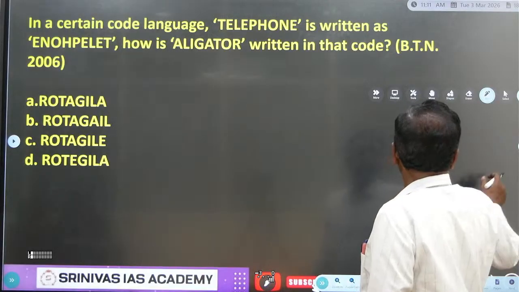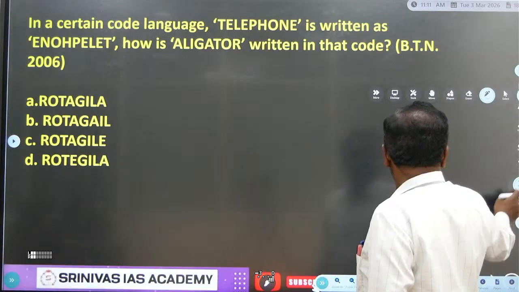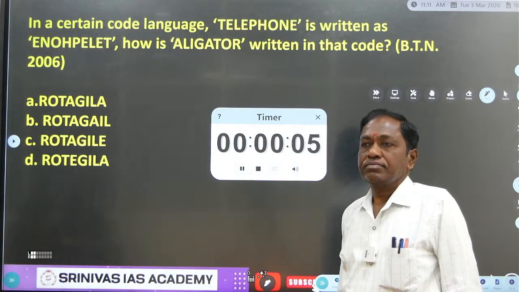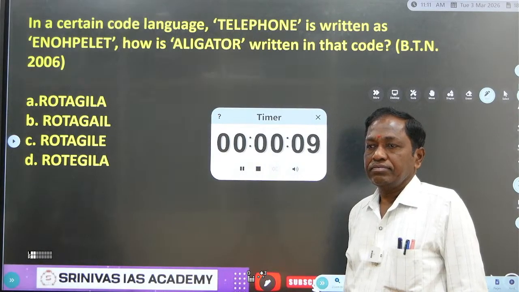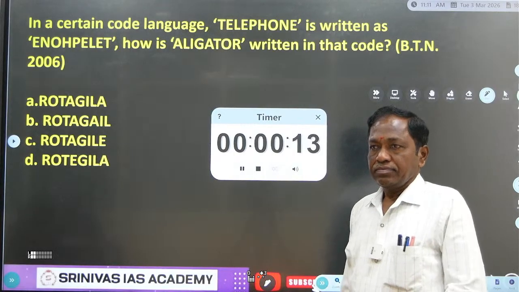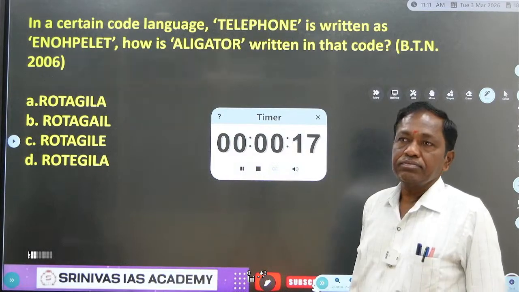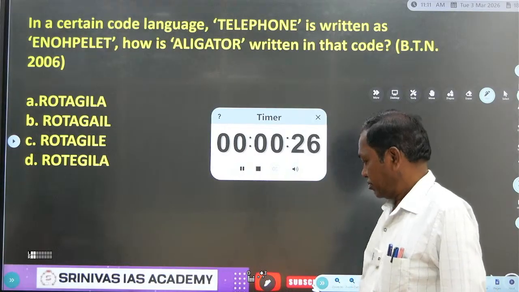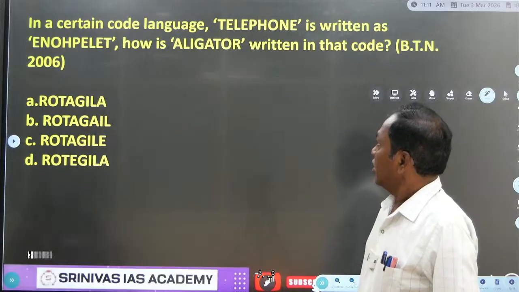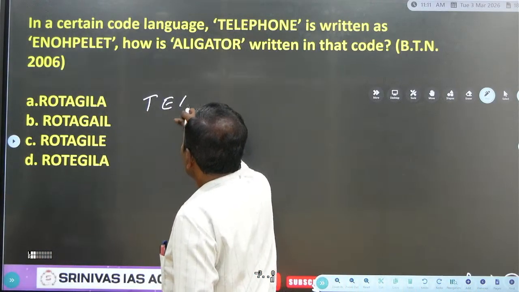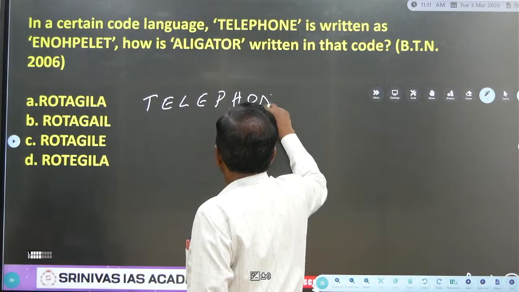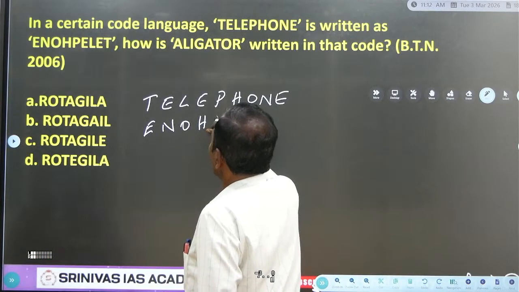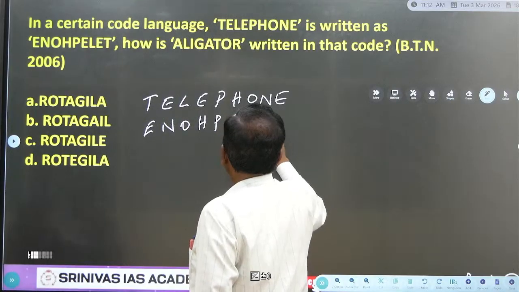Now, telephone. T-E-L-E-P-H-O-N-E. Telephone is written as E-N-O-H-E-N-E. P E L E T, telephone.